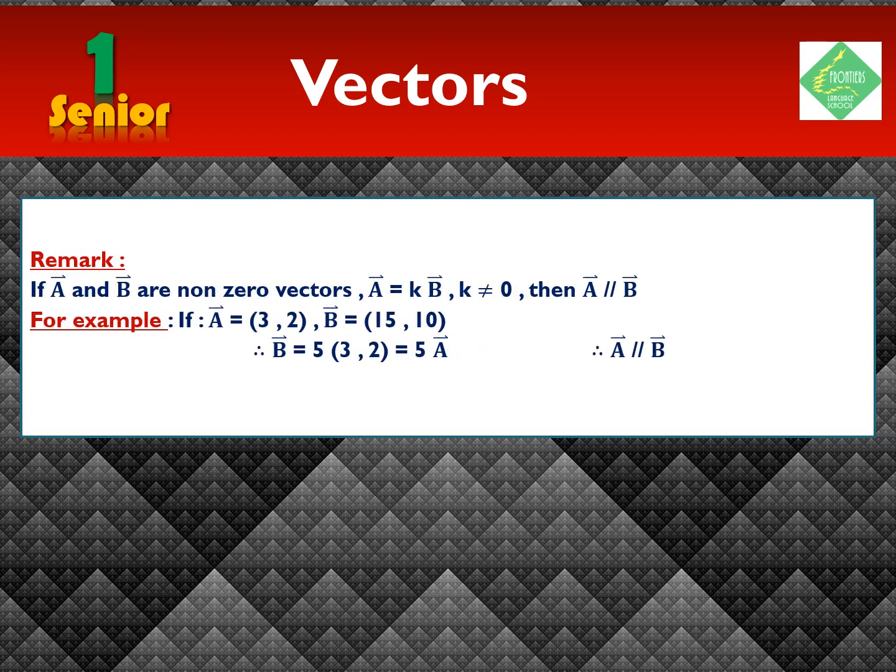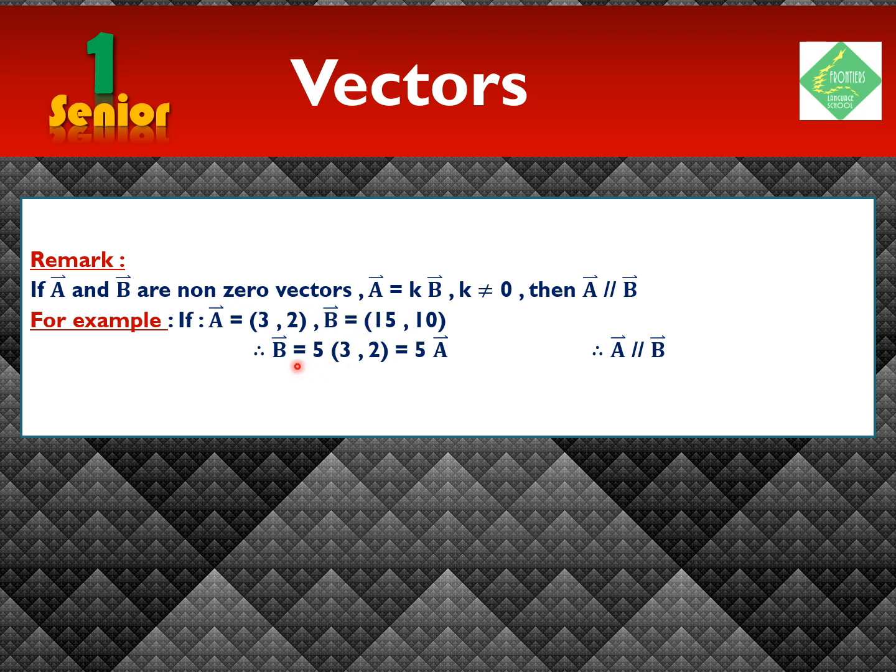Important remark. If A and B are non-zero vectors, where vector A equals k times B and k is a constant number not equal to 0, then vector A is parallel to vector B. For example, if vector A equals (3, 2) and vector B equals (15, 10), can I take a common factor from this vector? Yes, I can take 5.